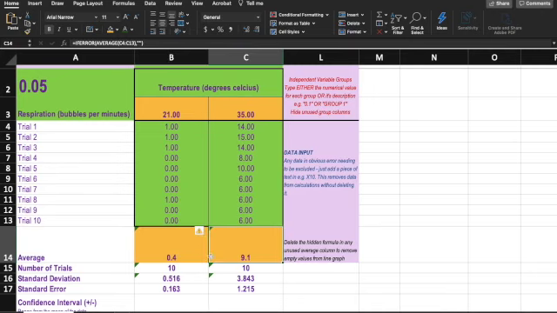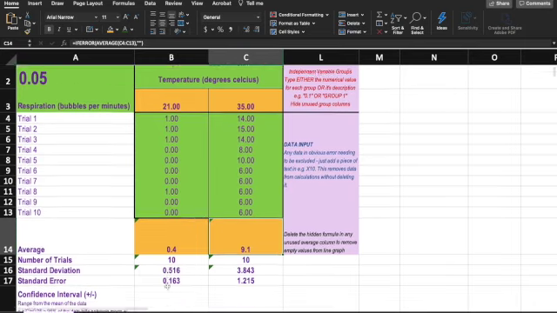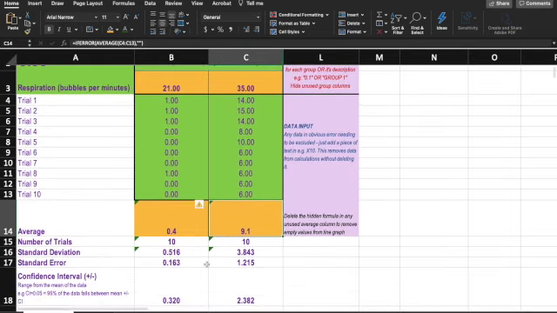That tells the story. As the temperature increased, did our respiration increase? Yes, it did. That's the story you're wanting to tell. But it's not the full story. You also want to have an indication on your graph as to the spread of that data, and that's where our standard deviation and all of these other ones come into it.